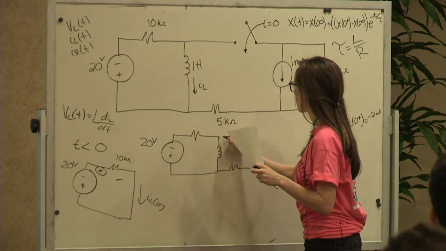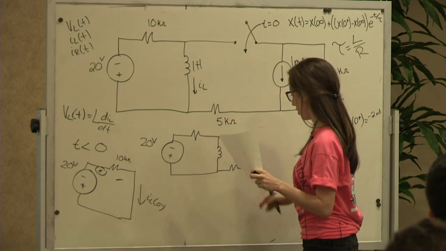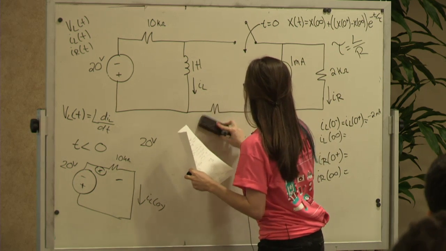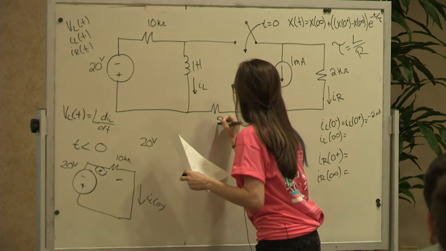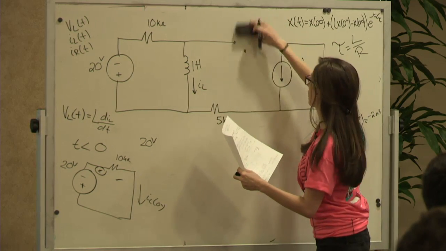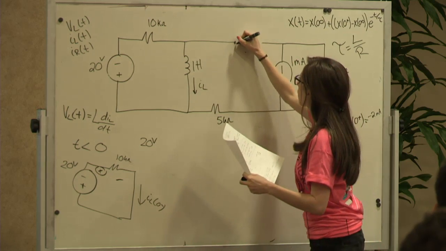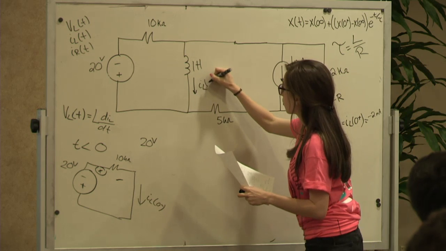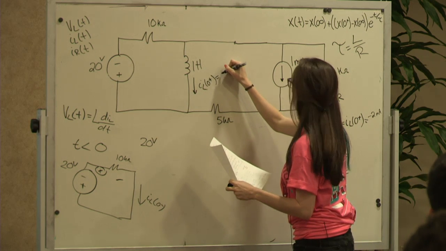And the 5 kilo ohms comes back. Actually, it's actually gonna be lengthy, so I'm just gonna close it up here, if you guys don't mind that. Okay. And we know that I_L of 0+, we already know the value of this, it's -2.